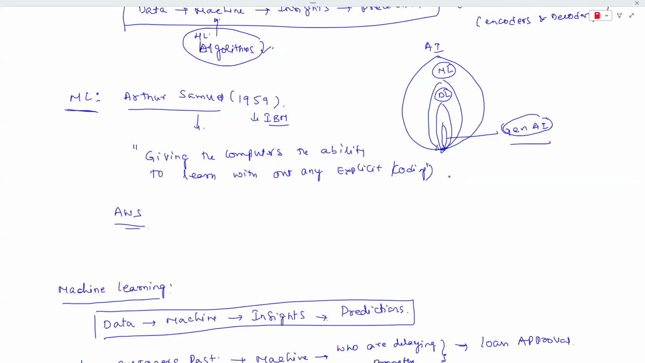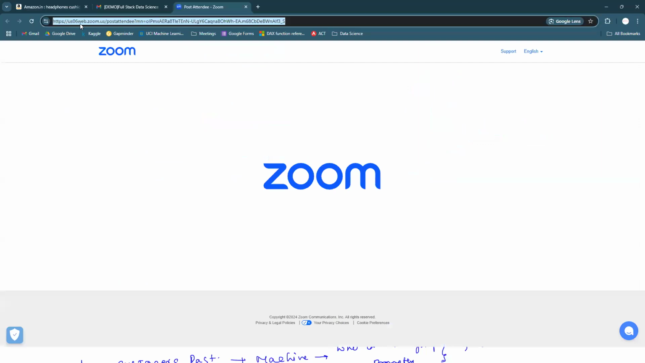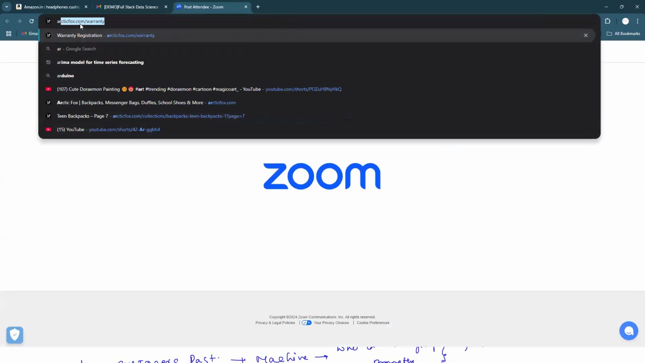He developed this concept called machine learning. So according to Arthur Samuel, what is machine learning? Giving the computers the ability to learn by themselves without any explicit coding. That is the definition of machine learning. If you want, you can search on the internet about Arthur Samuel, guys. We can see who Arthur Samuel is.